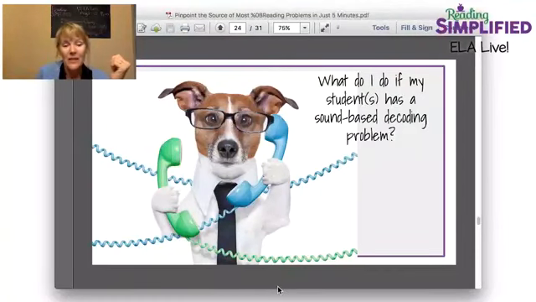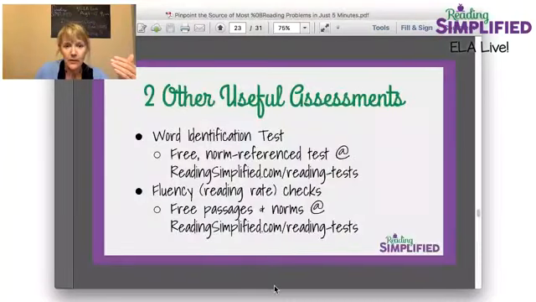So you might be saying, okay, great. What if my student does have a sound-based reading problem? Then what do I do? Because, if you're like me, when I was trained with a master's, I had courses in reading. I did not know how to teach kids how to read the words. Well, that's the mission of Reading Simplified. So I'm not going to spend a lot of time teaching that now, but I want you to know where to go to look for resources. So let's see if I can get to the right spot.